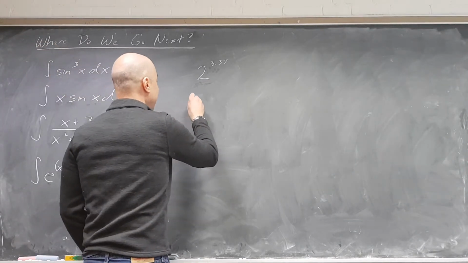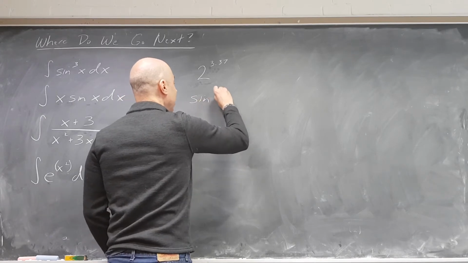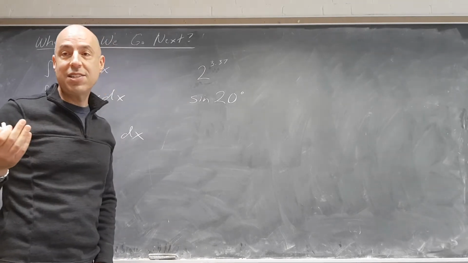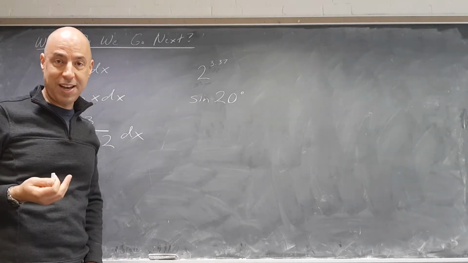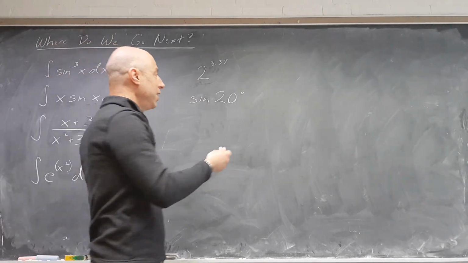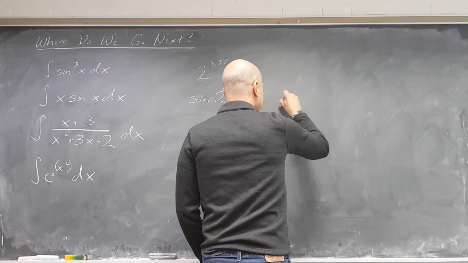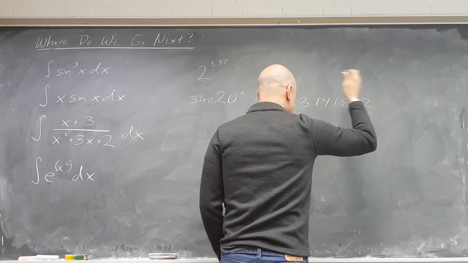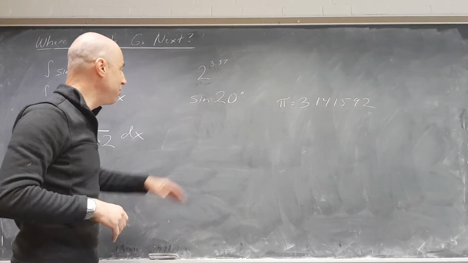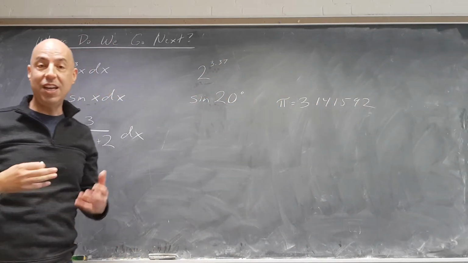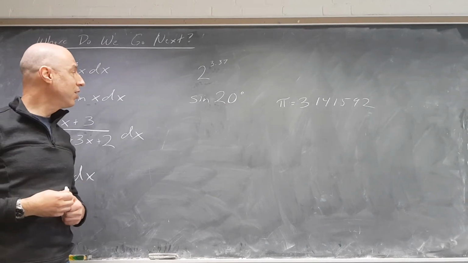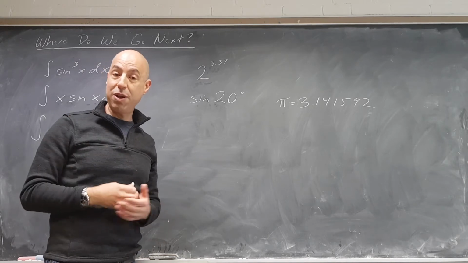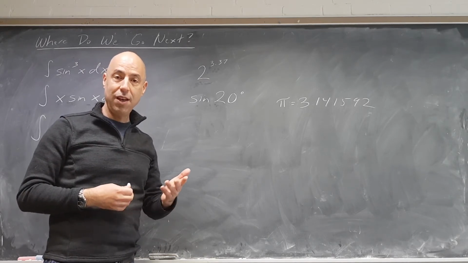If I asked you to find the sine of, say, 20 degrees to, let's say, 3 places after the decimal, could you do it? And I'll even supply you with pi equals 3.141592, as many decimal places as you need so you can change the 20 degrees into radians. Could you find sine of 20 degrees to, say, 3 places after the decimal?